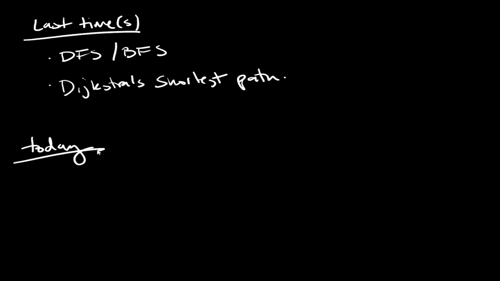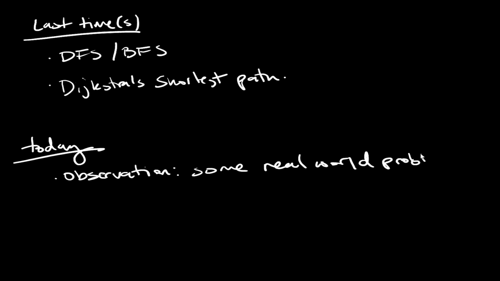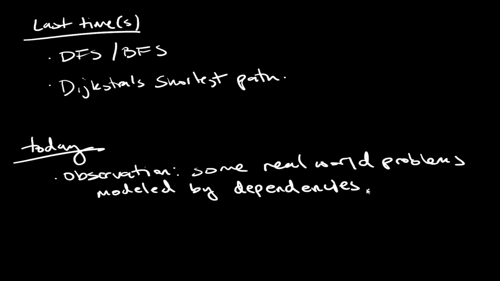Maybe we can start with this observation about these real world problems. This is the last graph lecture. Some real world problems can be modeled by what's called dependency graphs, by dependencies. We can look at an example of this. But more abstractly, a dependency is when something depends on another.